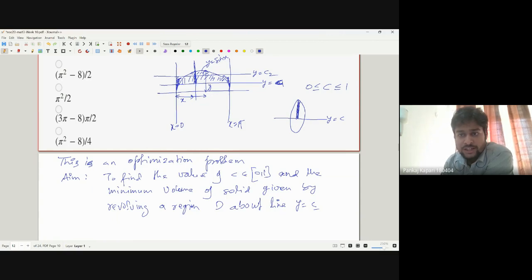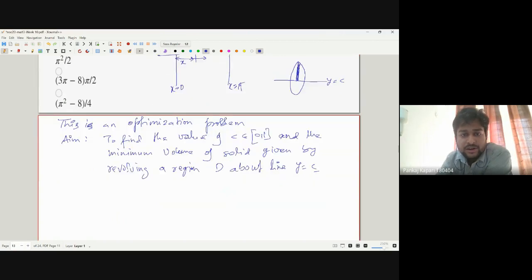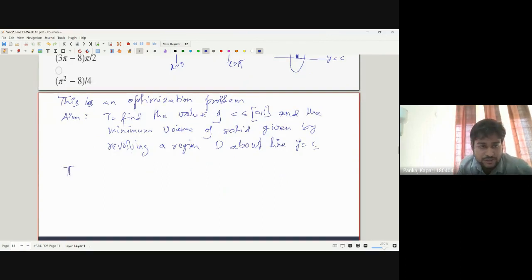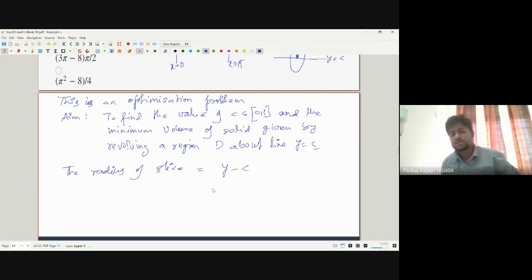To find this radius, you have to subtract c from y, because everything is y, and this thing is c. That means the radius of the slice is equal to y minus this constant c. But y as a function, let's call it r as a function of x, is just sin x minus this constant c.